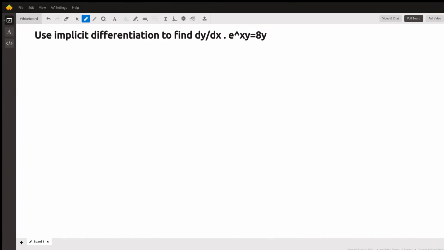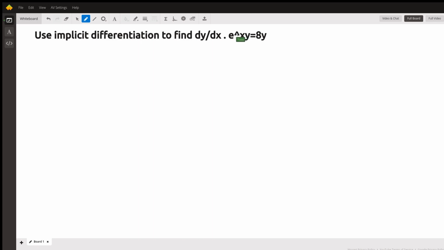Okay, we're finding the derivative of e to the xy power equal to 8y using implicit differentiation. When you use implicit differentiation, you find the derivative of both sides. But remember that if you find the derivative of anything with a y, you have to slap a dy dx after it. Also notice in this problem, on the left side, you have e to the xy.